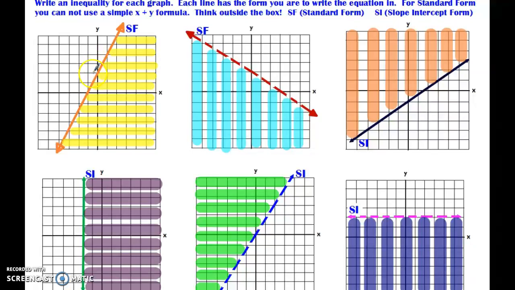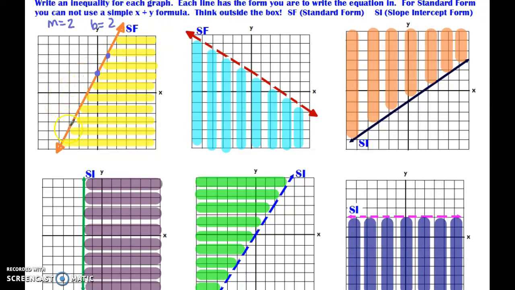So I can find the equation in slope intercept form and put it in standard form. All right, we're going to do the first three together, and the rest y'all are going to do on your own because I'm tired of talking. Great. So we have 2, and we go up 2 to the right 1. So I know that my M is 2, my B is 2.